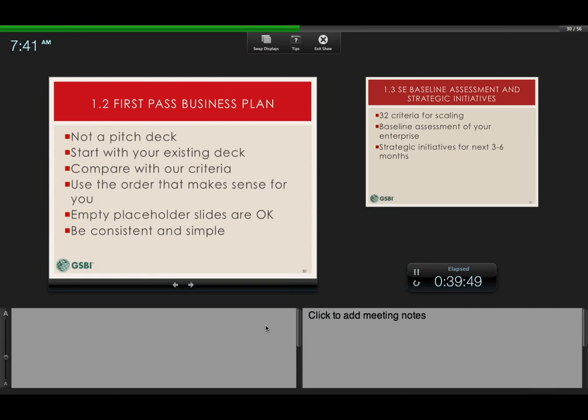You can just put in some placeholder slides for now. But the idea is to get something in a PowerPoint format that's consistent, that's simple, and that you can upload to the group site, and we'll keep coming back to that after each module and building out different parts of it. The key thing to remember is this is not a pitch deck.